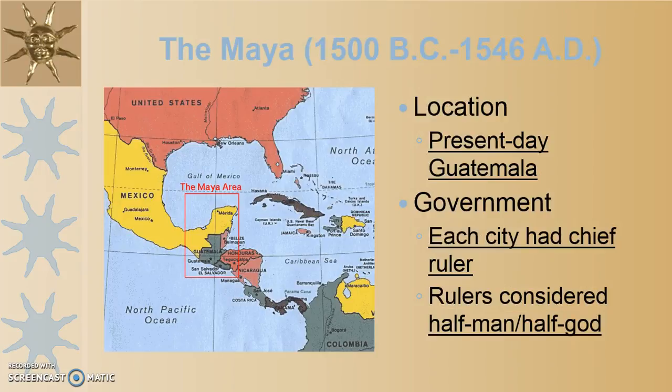So the first one we're going to discuss in detail is the Maya. They emerged around 1500 BC, and they lasted all the way until 1546 AD. They were located in present-day Guatemala. So in your notes, you have a blank map. Make sure that you highlight the area that the Maya were located in here in the Yucatan Peninsula. Their government was divided into several city-states, and each city had a chief ruler. They were sort of a theocracy because their rulers were considered half man and half god, so they had some religious power.